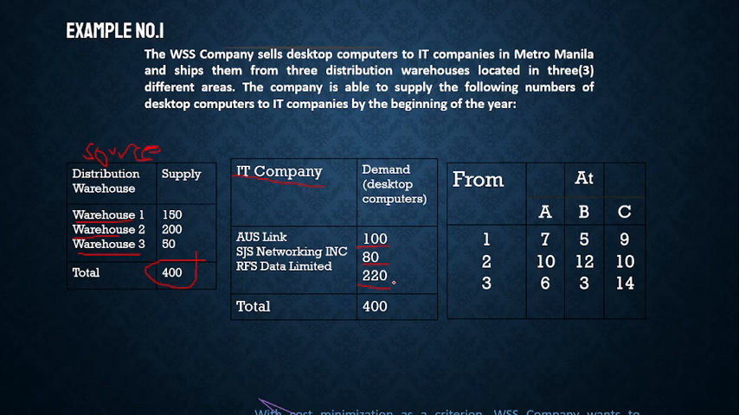Okay, so ito yung mga table. So warehouse 1, ito yung mga warehouse natin. And ito yung mga IT company: the AUS link and the SGS networking INC and the RFS data limited. So ito yung mga destination of the supplies. Okay, sige. So given lang ito ha. Ito yung mga given.